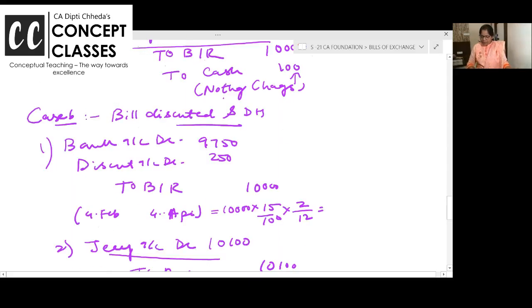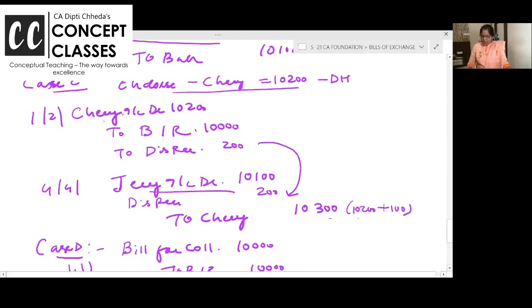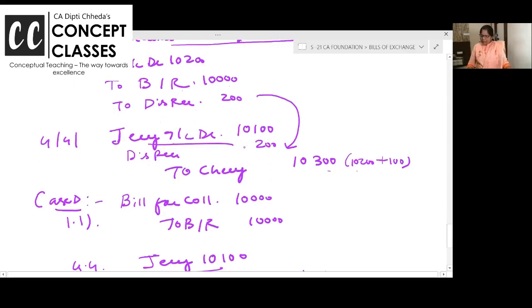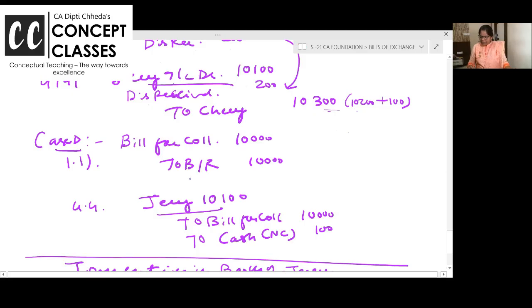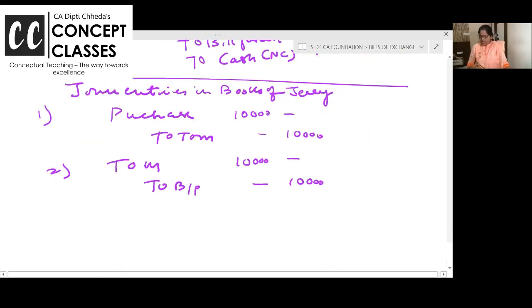Noting charges will have to be paid. If it is discounted and then dishonored, Jerry to bank. If it is endorsed to Cherry and then dishonored, then Jerry account debit and discount received has to be reversed, to Cherry 10,300. 100 rupees I'll take from my drawee and pay to my endorsee 300. If I'm holding it for collection and then dishonor, Jerry account debit to bill for collection. Okay? Let's go. Now journal entries in the books of Jerry.